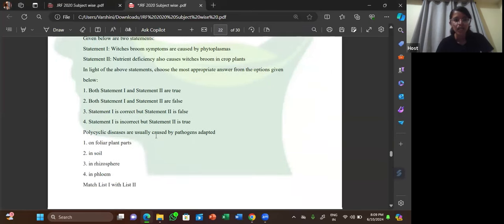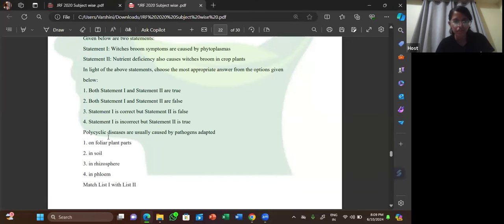Next. Here there are two statements. Statement one is that witch's broom symptom is caused by phytoplasma, whereas statement two says that even nutrient deficiency will also cause witch's broom in plants. Now you have to say whether this is true or false. Both are true. Witch's broom, you all know, is stunted and bushy in appearance. It is because of phytoplasma. Even a nutrient deficiency, zinc deficiency, will cause the witch's broom symptom. I hope it is clear now.